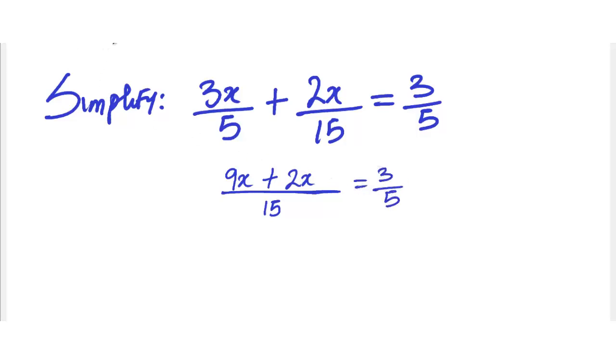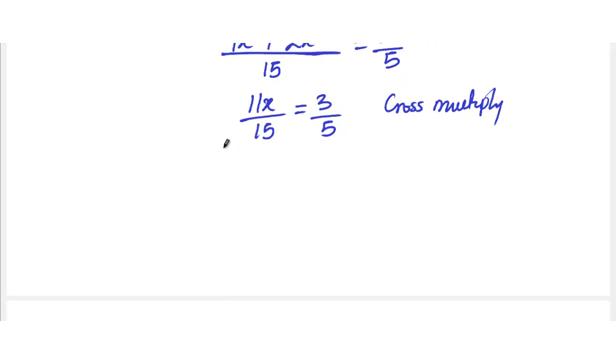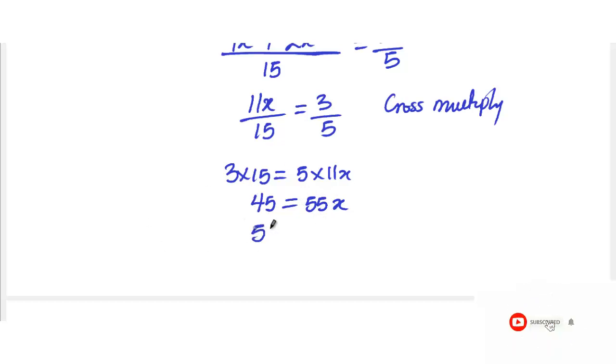All right. So now, doing this further, we have 9x plus 2x, that will give us 11x over 15, which will now be equal to 3/5. So from what we have here, we can cross multiply. If we cross multiply, we have 3 times 15 equal to 5 times 11x. 3 times 15 will give us 45, then 5 times 11x will give us 55x. So if I rearrange, I can write it as 55x is equal to 45.